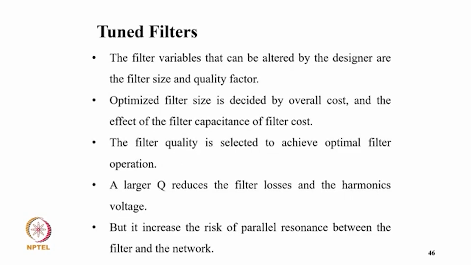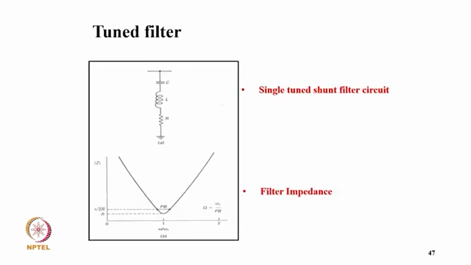Now coming to the tuned filter, the filter variables that can be altered by the designer are the filter size and quality factor. The optimized filter size is decided by the overall cost and the effect of filter capacitance on the filter cost. The filter quality is selected to achieve optimal filter operation, and a large Q reduces the filter losses and the harmonic voltage, but it increases the risk of parallel resonance between the filter and network.